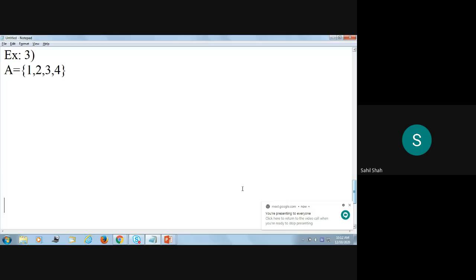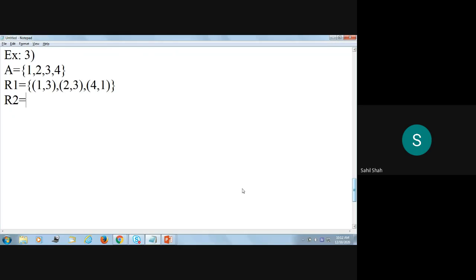A equal to {1, 2, 3, 4}. R1 equal to {(1,3), (2,3), (2,1)}.